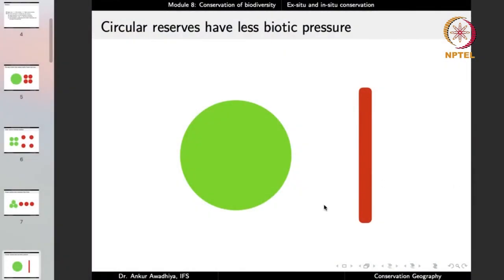Now, we created a reserve to protect and conserve the wild animals from these influences. So if these influences are able to reach every nook and corner of the reserve, then it does not make any sense to create a reserve in the first place. And so we always prefer to create circular reserves because they have less of these biotic pressures.